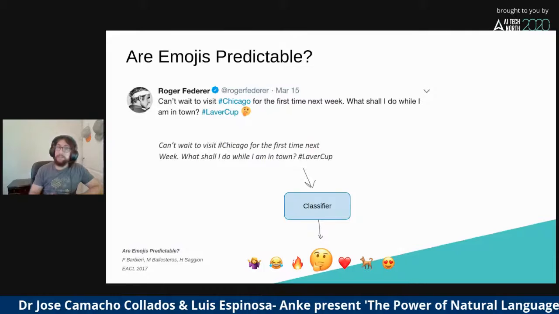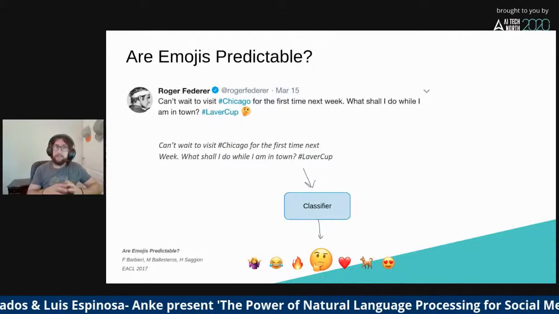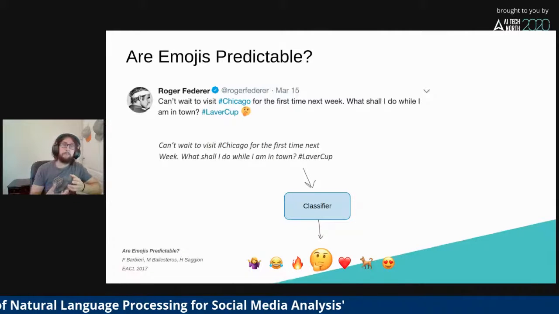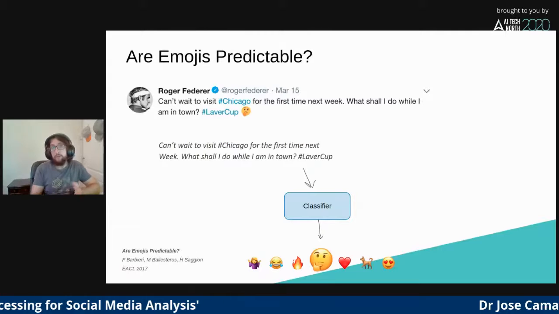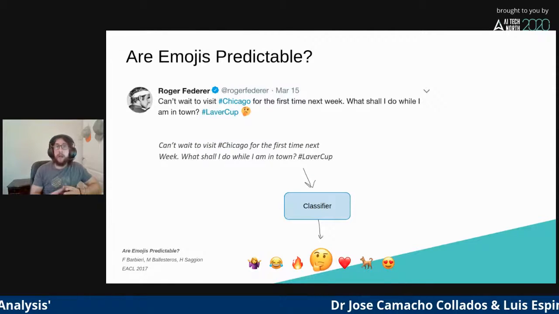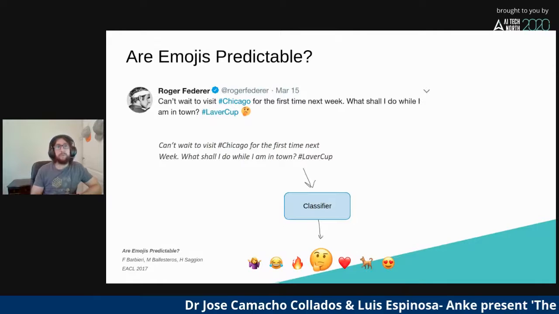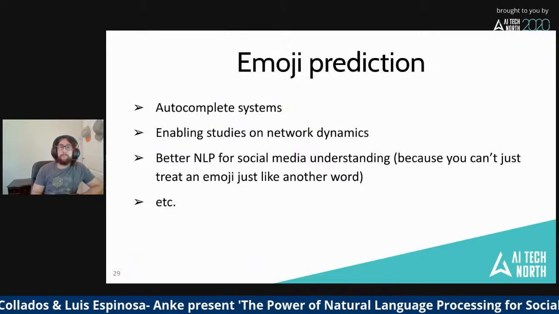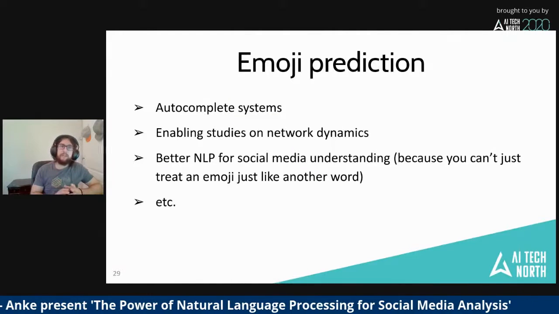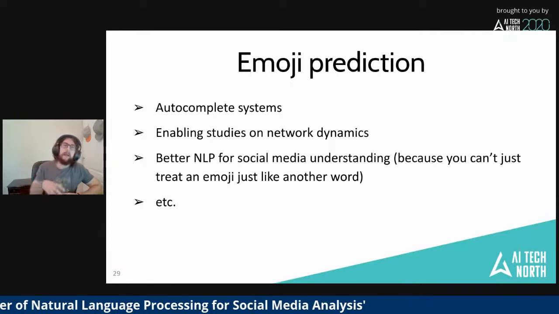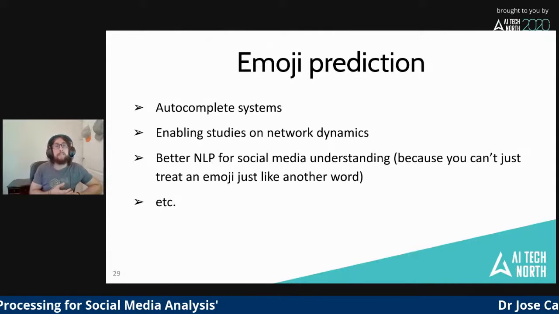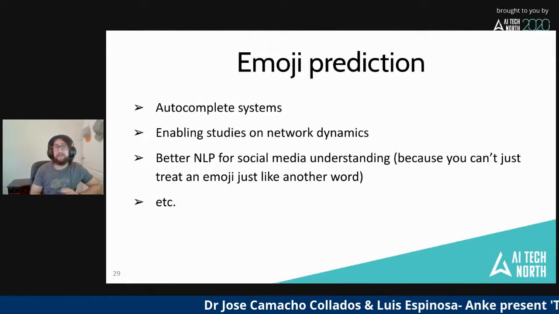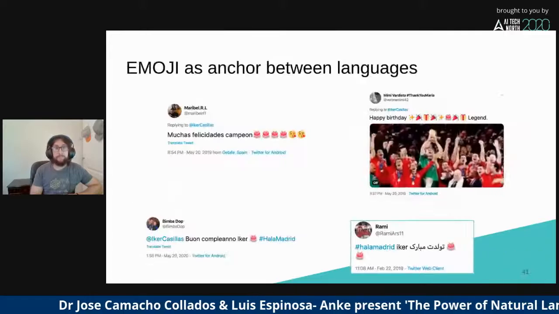And we are interested in using emoji for building systems that would read tweets, and using the potential predictability of an emoji that could go well with that message, to have a better signal to understand what that tweet is about. And as I said, we should probably think of it at a high level in the same way as an autocomplete system, but it does enable a lot of studies on network dynamics and certainly the development of better NLP applications.